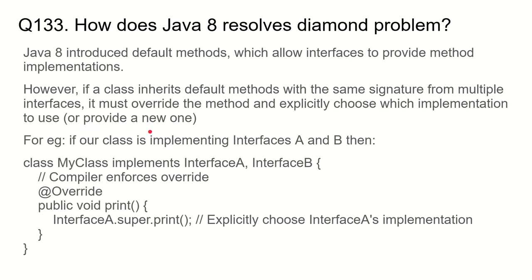So let us understand this with the help of an example. If our class is implementing interfaces A and B and both have the same method named print, then we have to override that print method and specifically give the name of the interface. Then we use the super keyword and then the method name. So this is how we can explicitly choose interface A's implementation.